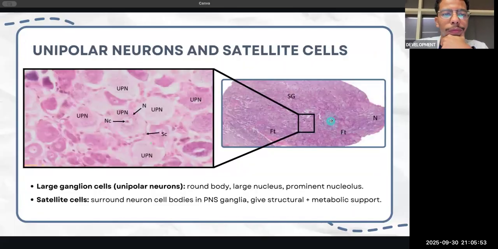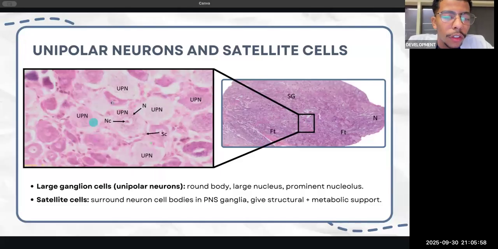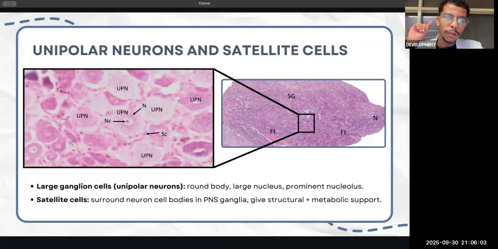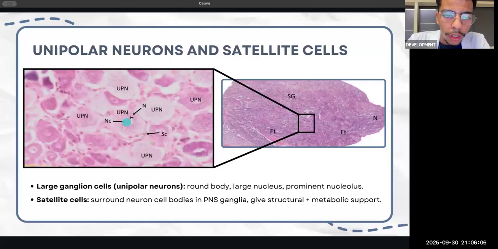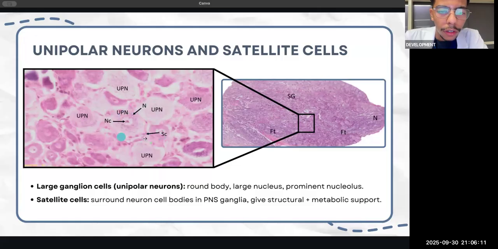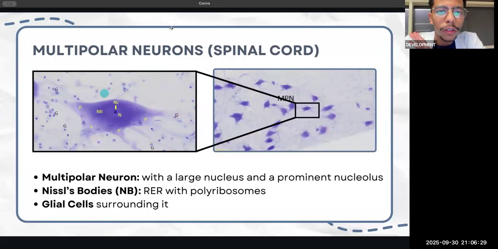Okay, unipolar. Your unipolar neurons are basically neurons that have only one long axon. So this in the middle here is your axon, and around it is what? The satellite cells, which are for structural and metabolic support. They're not going to ask you about details in OSPE. It's just identification. So this is what unipolar neurons look like, and the ones that look like stars are multipolar.